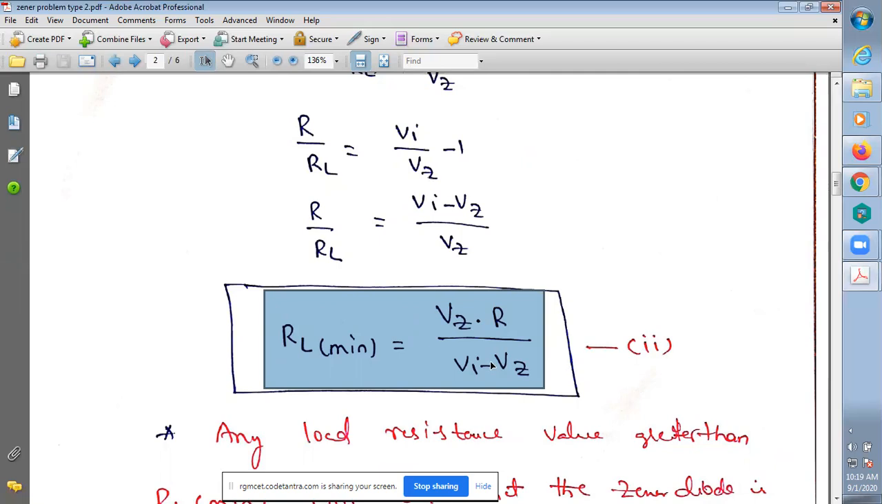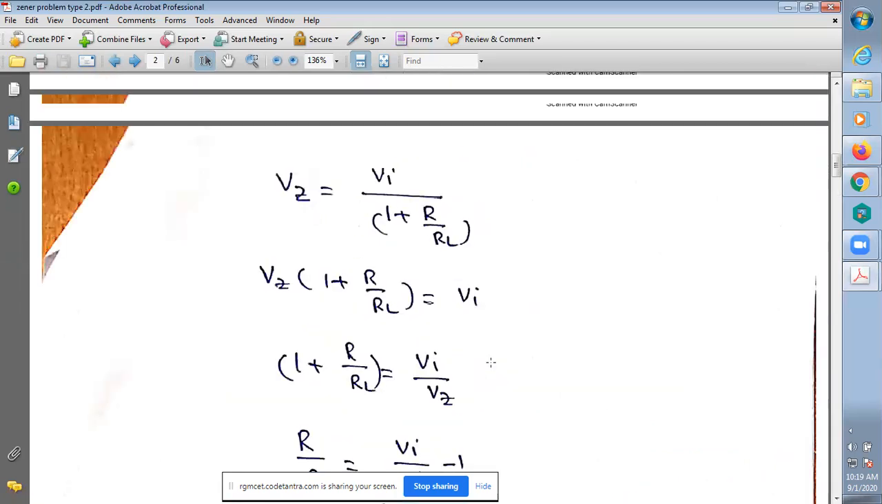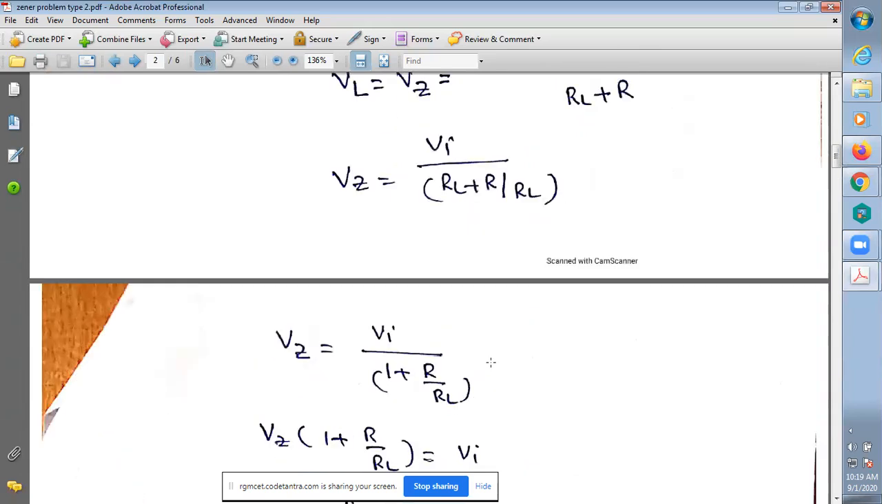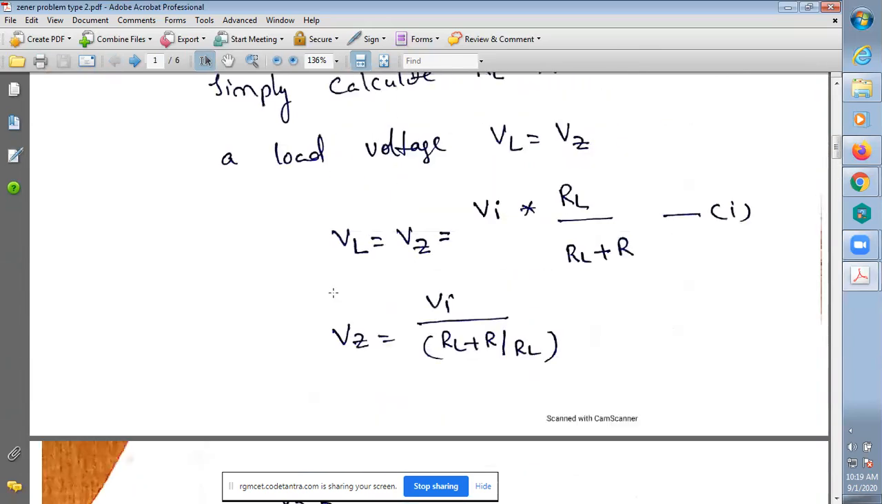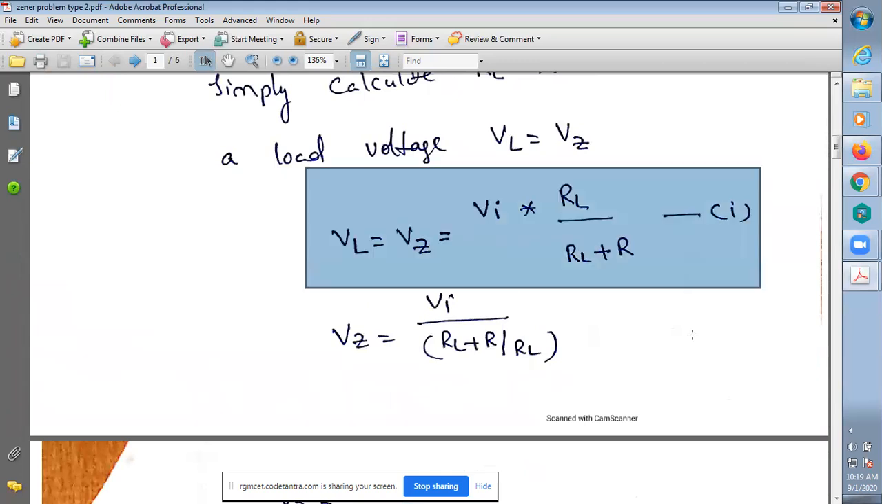This expression is derived from the first one. What is the first expression here? This is the first expression. Apply the voltage divider rule. Then VL, or Vz, is equal to Vi times RL by RL plus R, right? By using this expression, we are going to calculate RL.